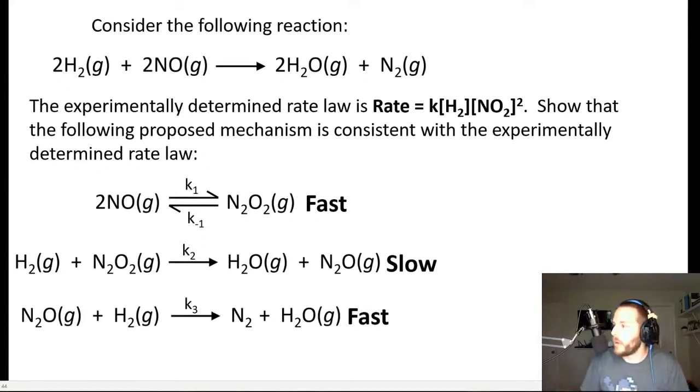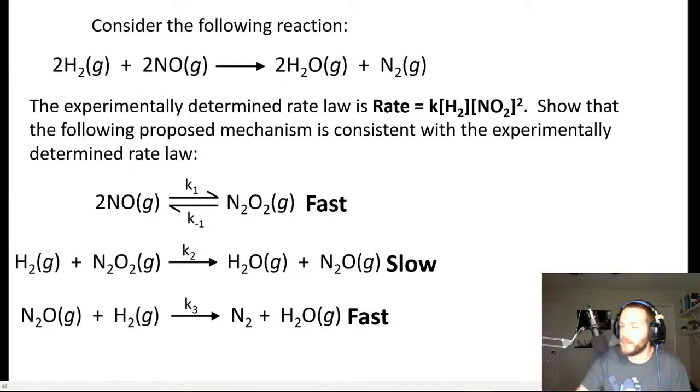So I'm going to walk through this problem here. It says, consider the following reaction: 2H2 plus 2NO yields 2H2O plus N2. And it says that the experimentally determined rate law is rate equals k times concentration of H2 times concentration of NO squared. It asks us to show that the following proposed mechanism is consistent with the experimentally determined rate law.